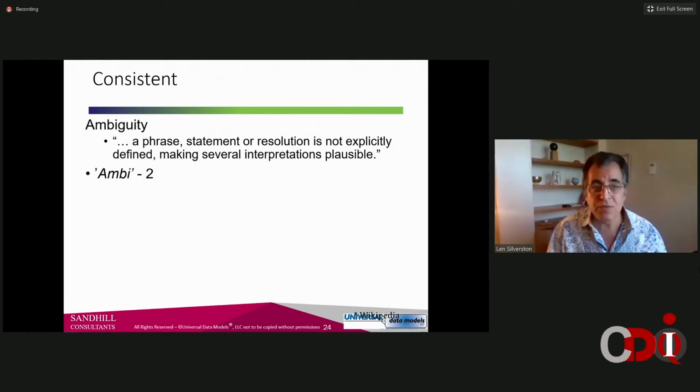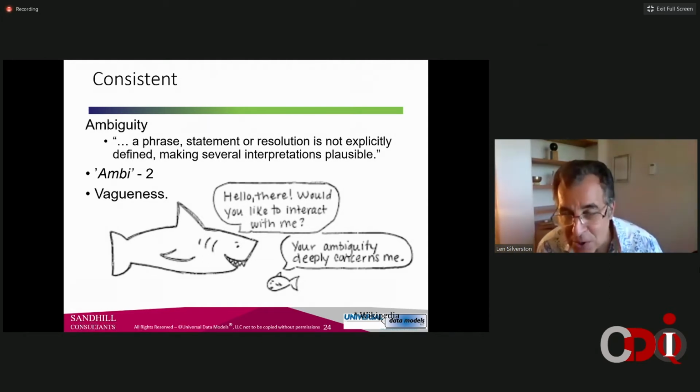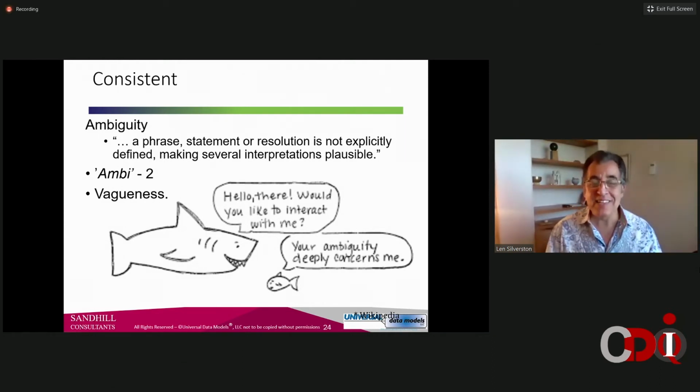Ambi comes from the root of to, and it basically implies vagueness. Like, for instance, there's a shark saying, hey, would you like to interact with me? The fish said, your ambiguity deeply concerns me. So what are we really talking about?